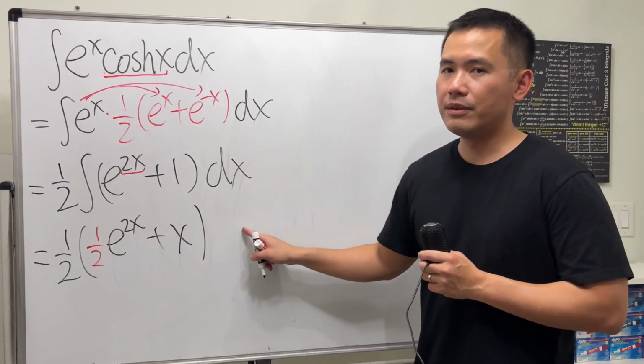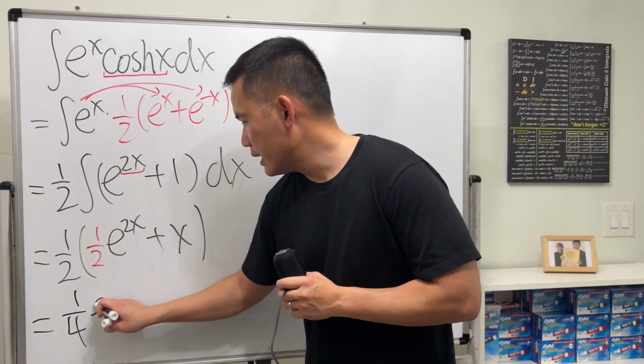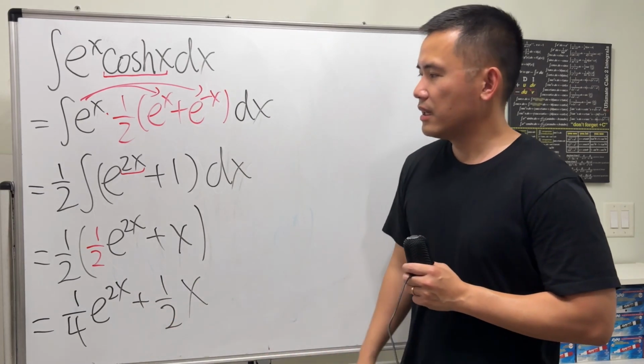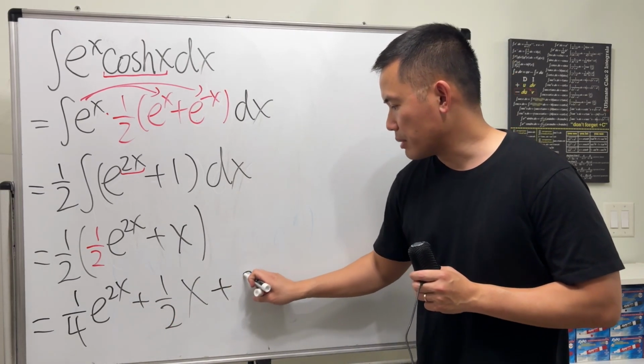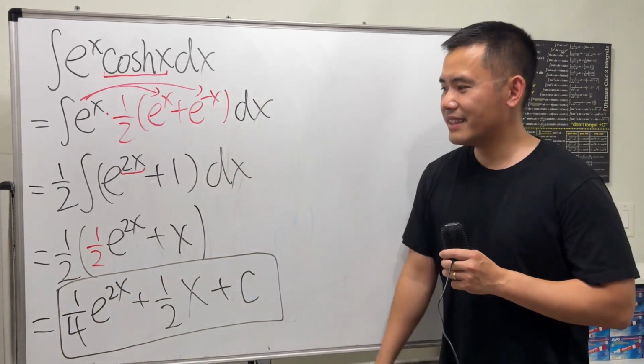Not done yet, so I haven't put on the plus c. Distribute the 1/2. We have 1 over 4 e to the 2x, and then plus 1/2 x. At the very end, I will put on the plus c. And that'll be it.